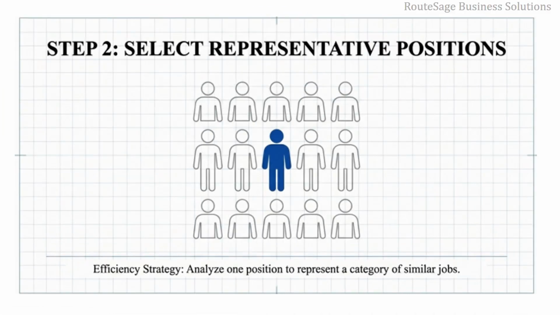Next is step 2, selecting representative positions. In large organizations, there may be many similar jobs. Instead of analyzing every single job, HR selects one representative job to represent a group. For example, if there are 20 sales executives doing similar work, HR may analyze one sales executive position to represent the entire group. This improves efficiency while still maintaining accuracy.